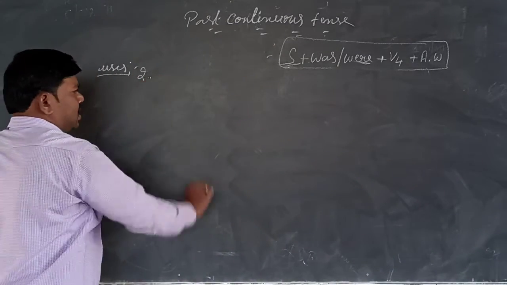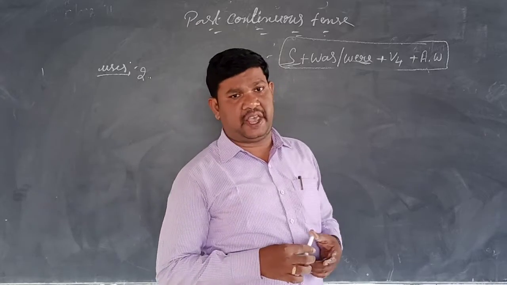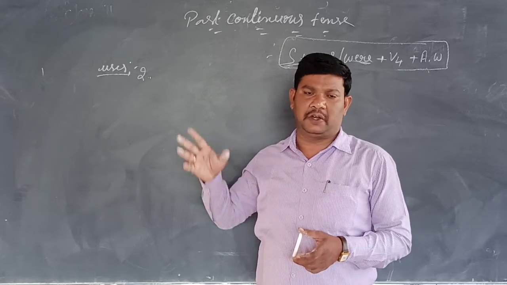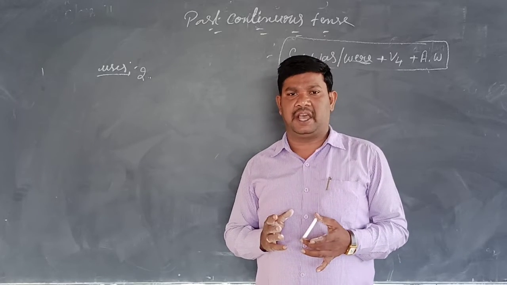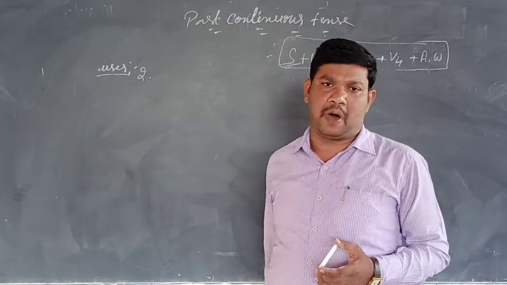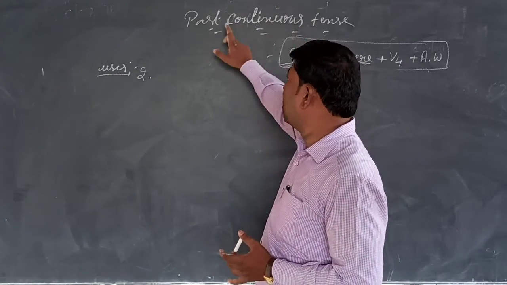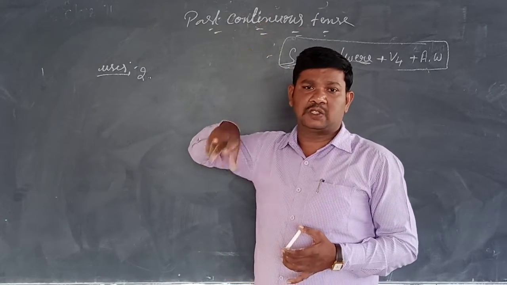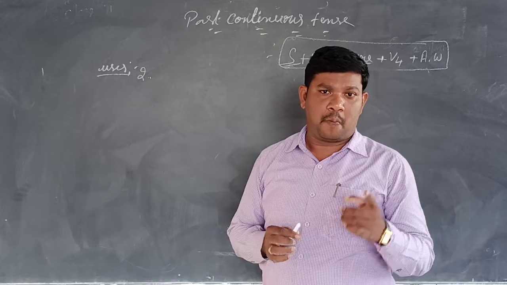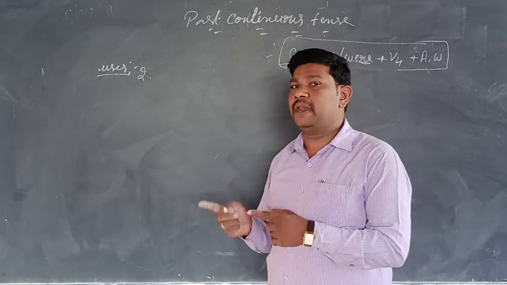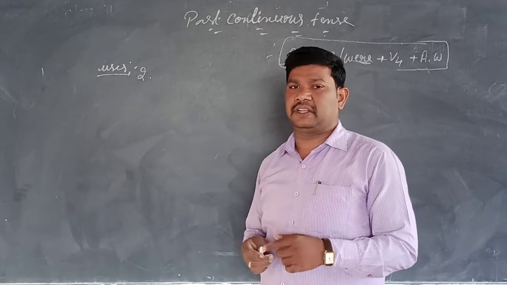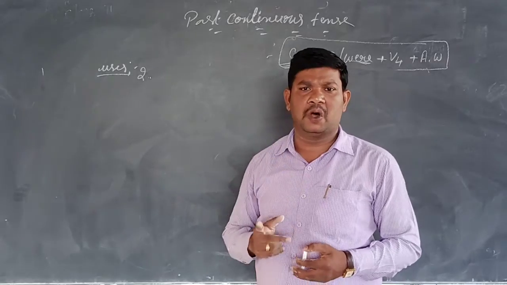Second usage. What I told about past continuous, the first usage: an action was going on in the past, then we use past continuous tense. Here in the second usage, it is used in combination with simple past. Understand, students? Past continuous tense is used in combination with simple past tense. Simple past tense means subject, V2, additional word. So these two tenses we use at a time.